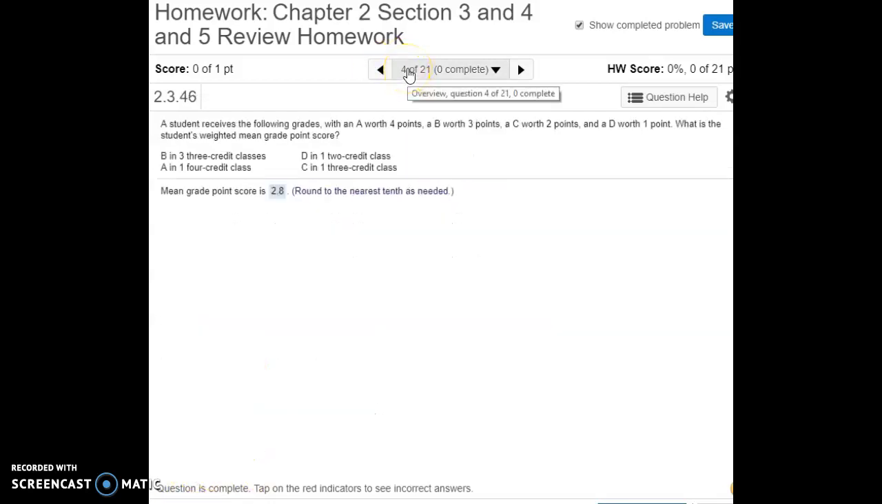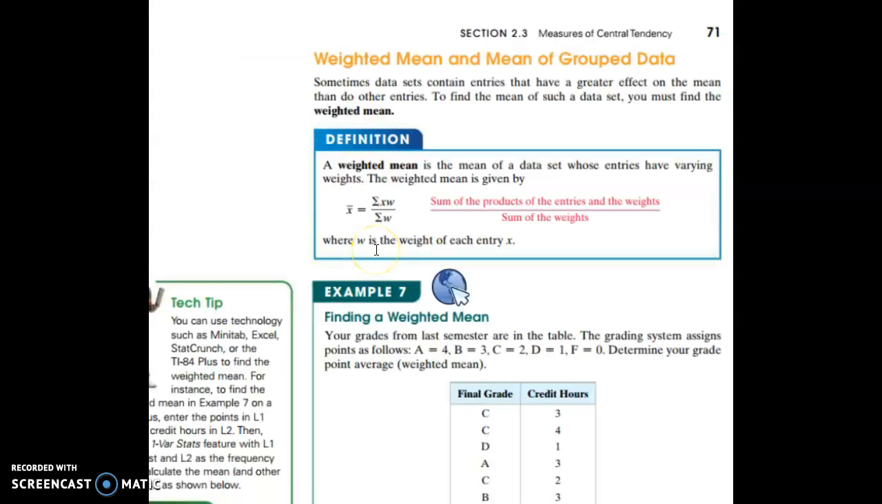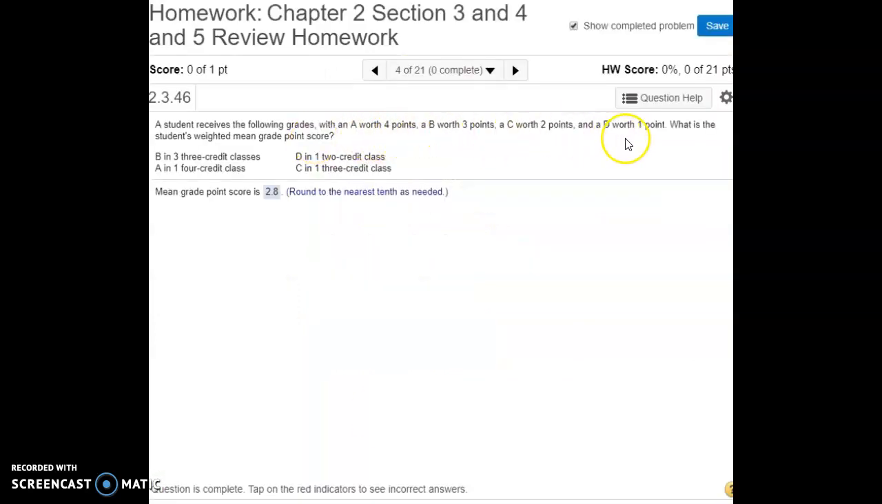Number 4 is about finding a weighted mean, and rather than just add up all the data values and divide by how many there are, you have to add up all the data and their weights. You multiply the data value by what weight it has, and that's the sum of all those on top, and then divide by all the weights on the bottom. This little symbol here means to sum. So sum up all the weights for the bottom and sum each data value multiplied by its weight on top. And here's the information about our weights. A's are worth 4 points, B's worth 3 points, C's 2, and D's 1.